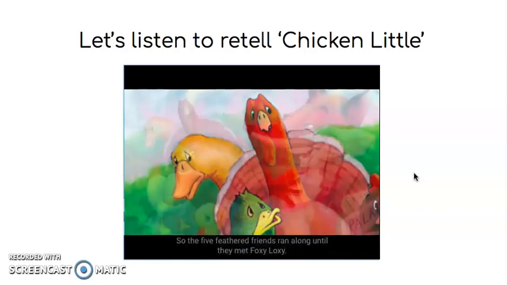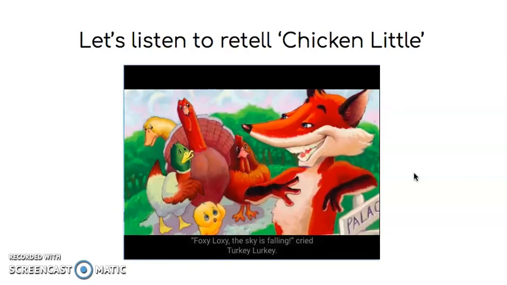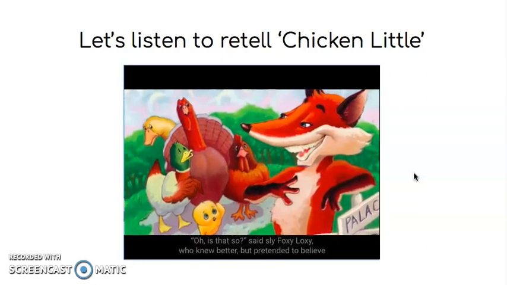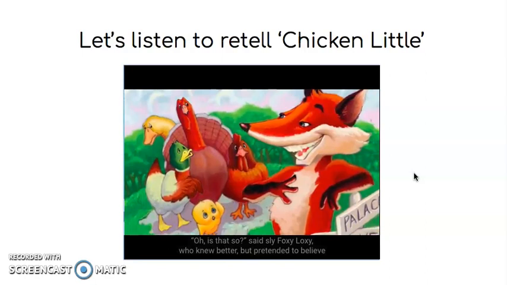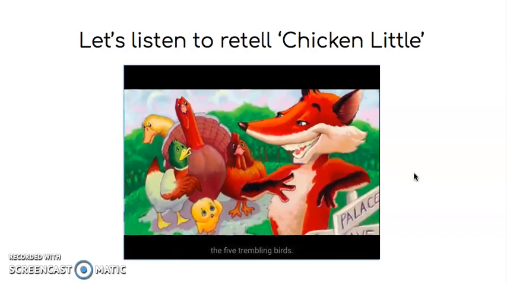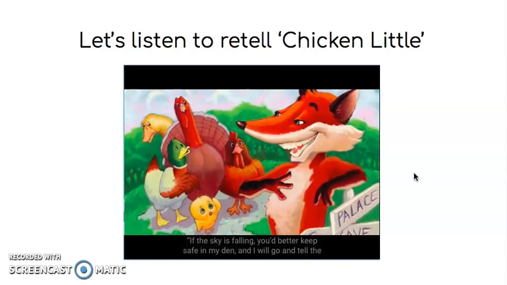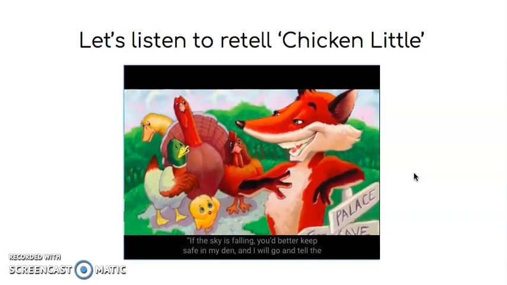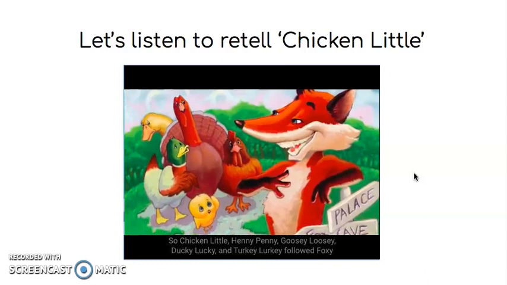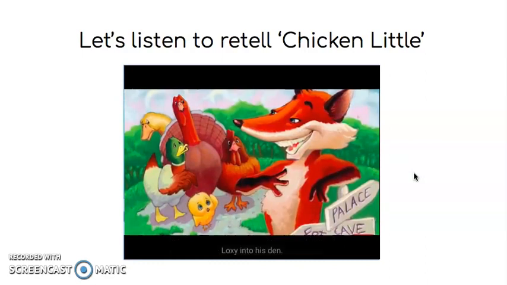So the five feathered friends ran along until they met Foxy Loxy. "Foxy Loxy, the sky is falling!" cried Turkey Lurkey. "Oh, is that so?" said the sly Foxy Loxy, who knew better, but pretended to believe the five trembling birds. "If the sky is falling, you better keep safe in my den, and I will go tell the king for you." So Chicken Little, Henny Penny, Goosey Lucy, Ducky Lucky, and Turkey Lurkey followed Foxy Loxy into his den.